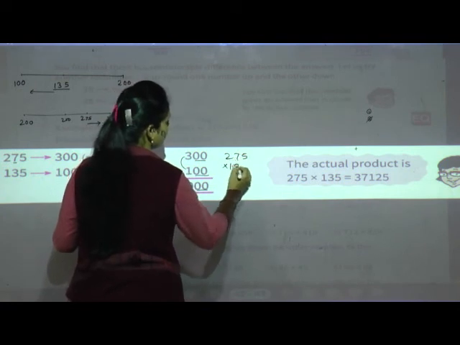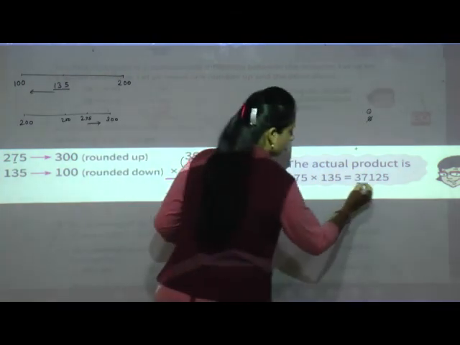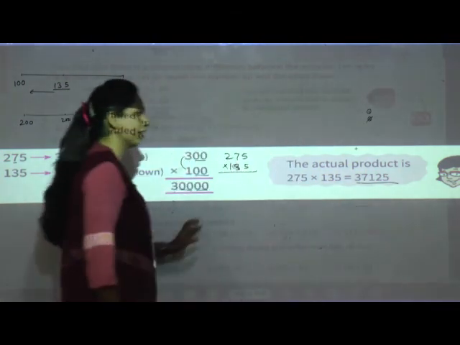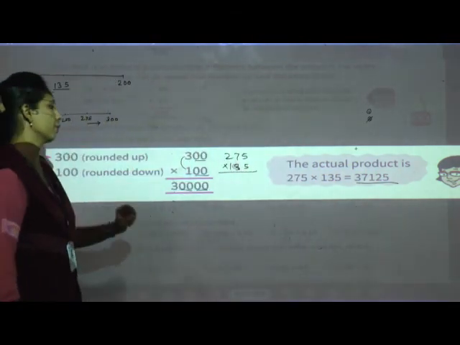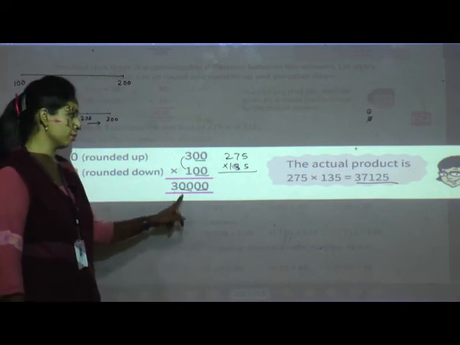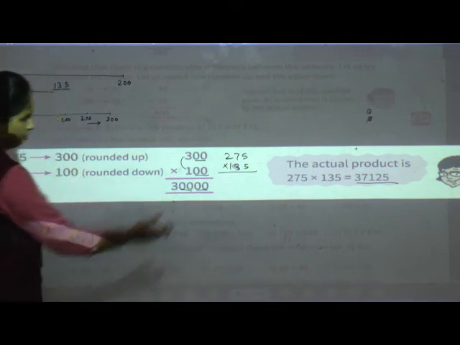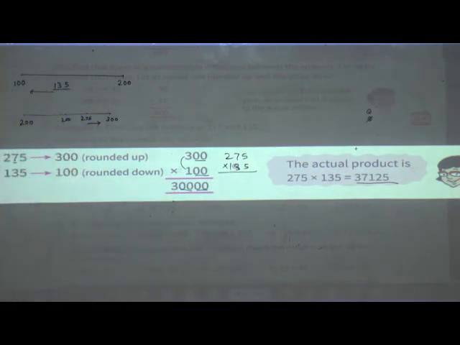When you multiply the exact numbers, 275 multiplied by 135, when we do it step by step, we get the answer as 37,125. This is the actual product, and by rounding up one number and rounding down the other number, we have found it to be 30,000. So it is very close, isn't it? So today we are going to do such examples in our exercise 3.6.